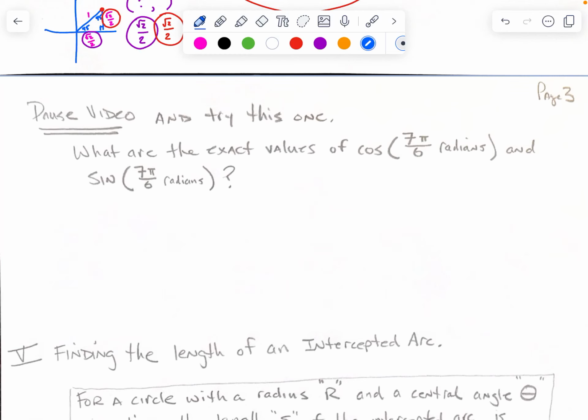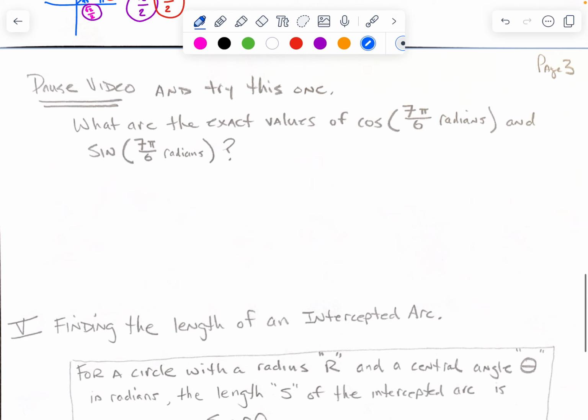All right, here comes the answer key for this last video. The question was, what's the cosine of 7 pi over 6 and the sine of 7 pi over 6? So my procedure is going to be the same. I'm going to go ahead and convert 7 pi over 6 into degrees. So degree over 180 equals 7 pi over 6 over pi.